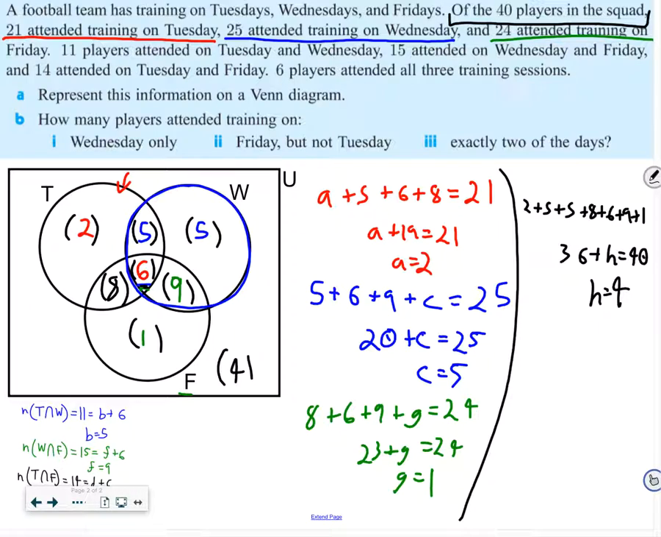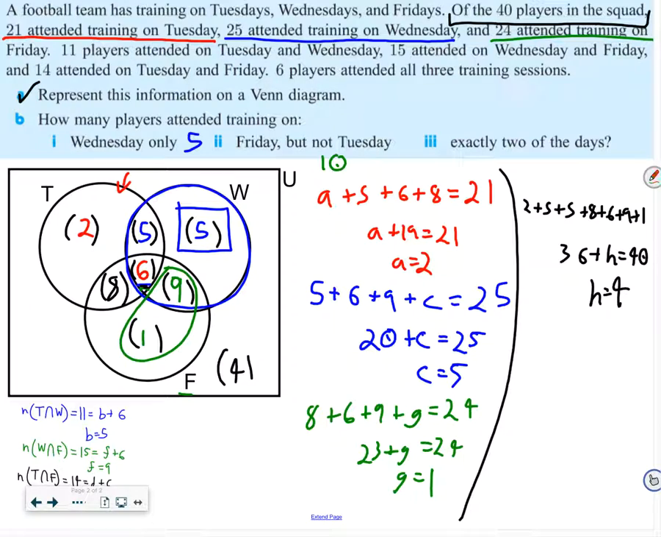Now that I've finished my Venn diagram, I can answer my questions. How many players attended training on Wednesday only? That's talking about this category right here. Wednesday only, so we had 5. The number of players that attended on Friday but not Tuesday is going to be these 2 groupings there. That is 9 plus 1, which is 10 players.